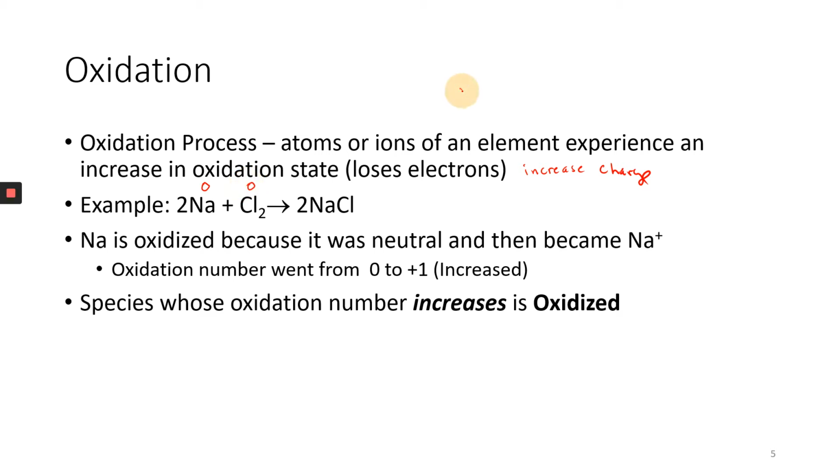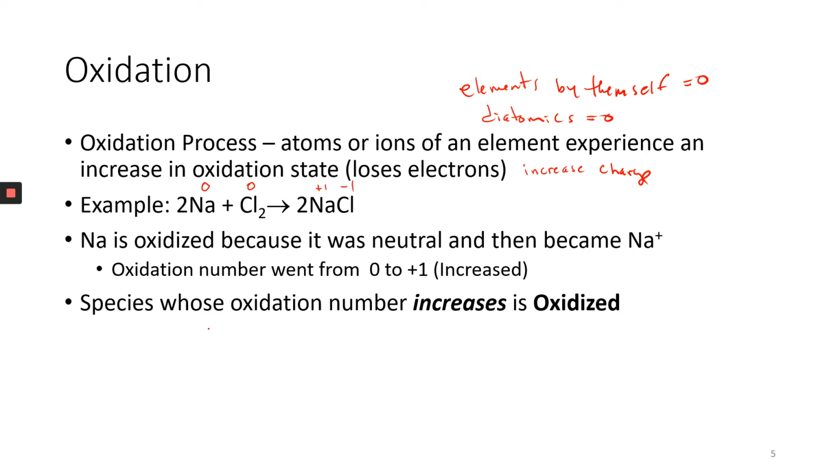So elements by themselves have a charge equal to 0. Diatomics have a charge equal to 0. When they are in a compound, though, they take on their oxidation numbers. So in this case, sodium becomes +1 and chlorine becomes -1.